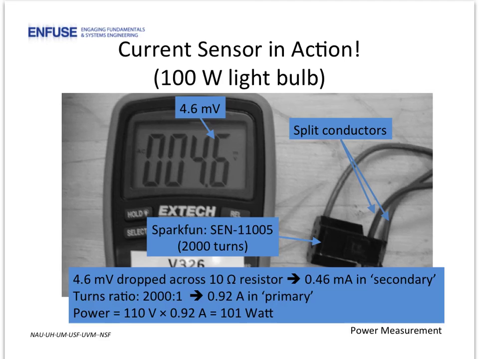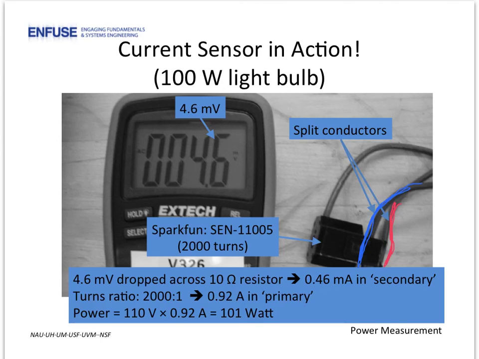Here we show an example of a current sensor in use. The split-core current sensor is clamped about only one conductor of a power cord going to the device being measured, in this case a 100-watt light bulb. So we see one conductor is being clamped and the second conductor is outside the current clamp.